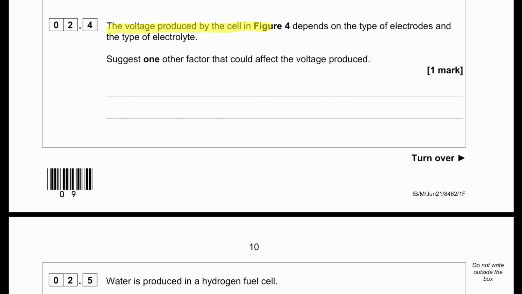The voltage produced by the cell in figure 4 depends on the type of electrodes and the type of electrolyte. Suggest one other factor that could affect the voltage produced. So the temperature of the electrolyte solution can also affect the rate of reaction, and thereby it can affect the voltage. Another alternative answer could be the concentration of the electrolyte.